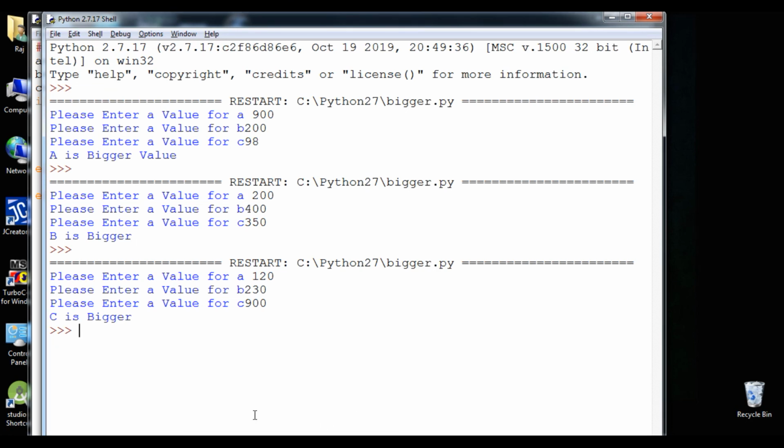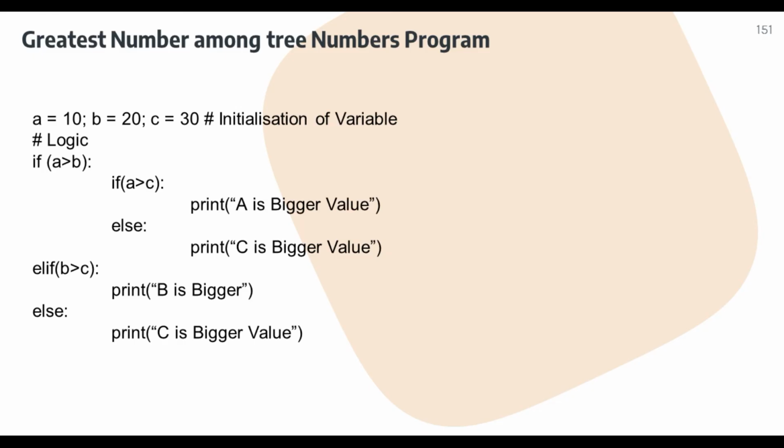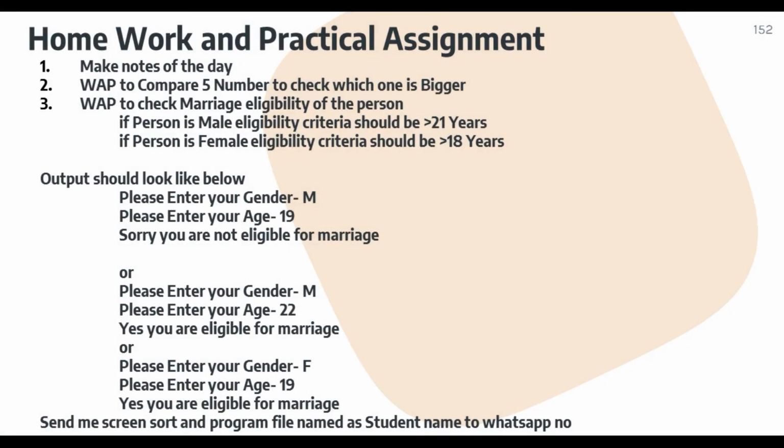Now we are going to understand the next thing. The next thing is the homework and practical assignment, student. First of all, you have to make the notes of the day. The second question: write a program to compare 5 numbers to check which one is bigger among them, using nesting.